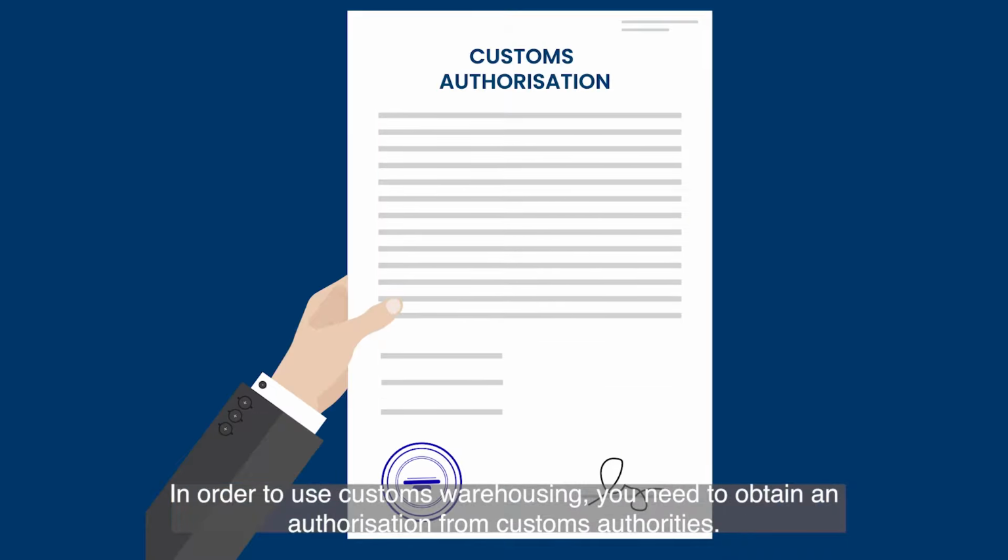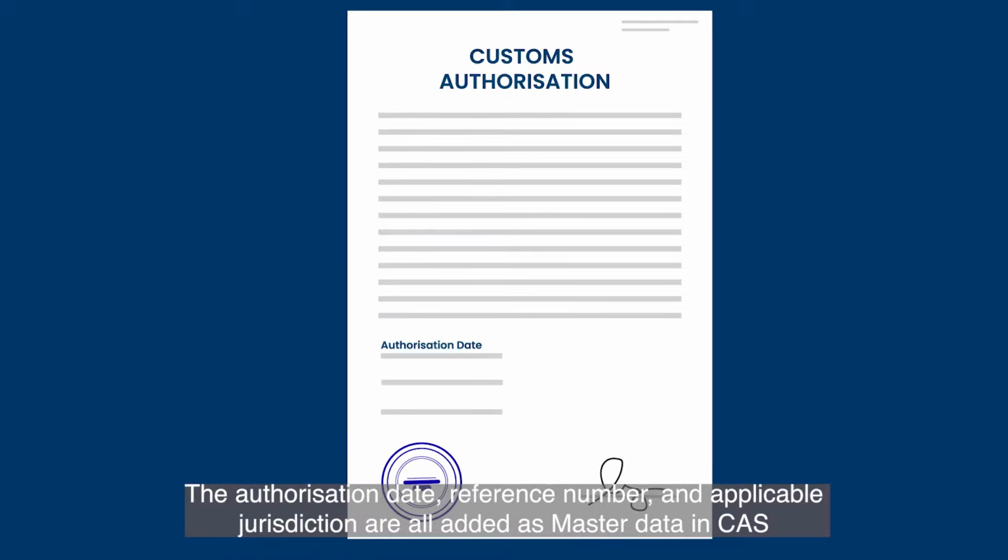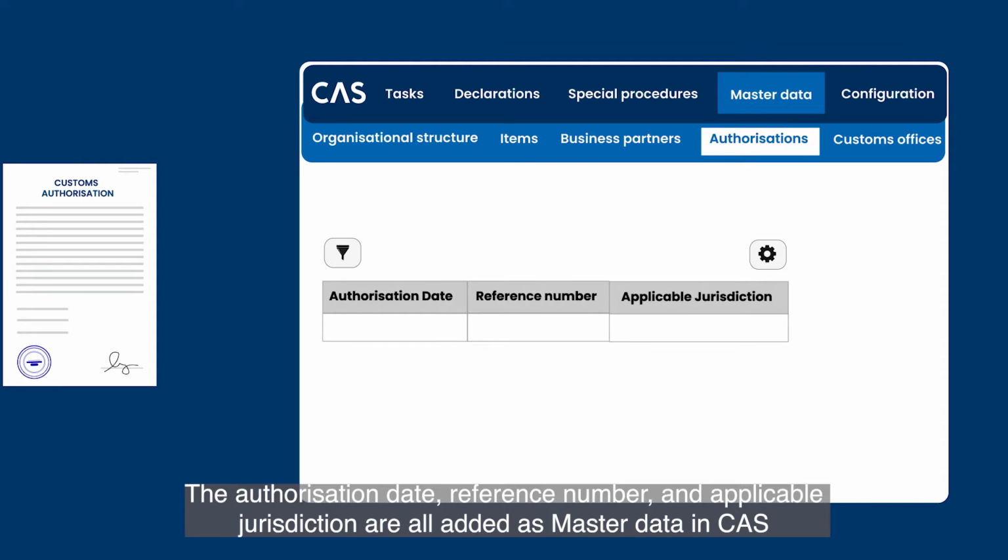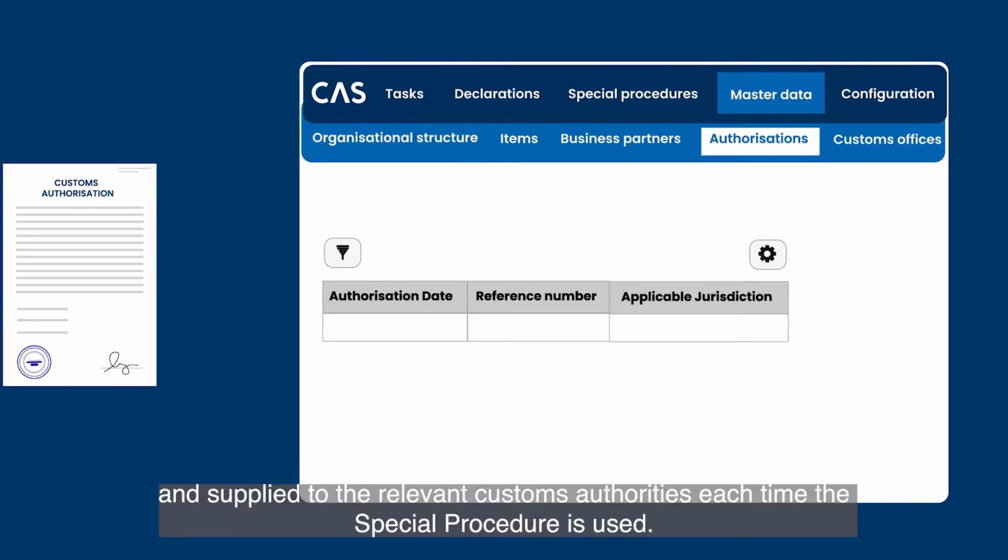In order to use customs warehousing, you need to obtain an authorization from customs authorities. The authorization date, reference number, and applicable jurisdiction are all added as master data in CAS and supplied to the relevant customs authorities each time the special procedure is used.